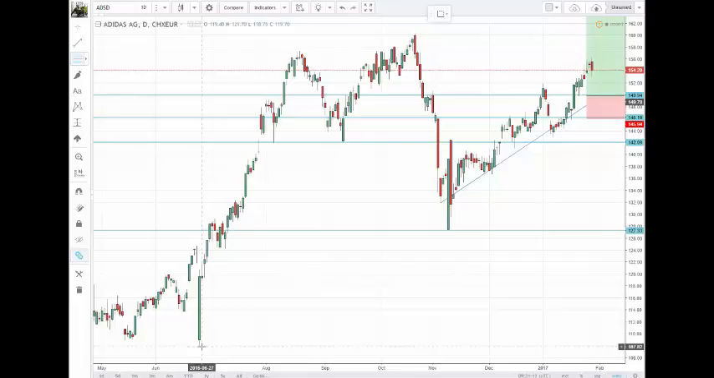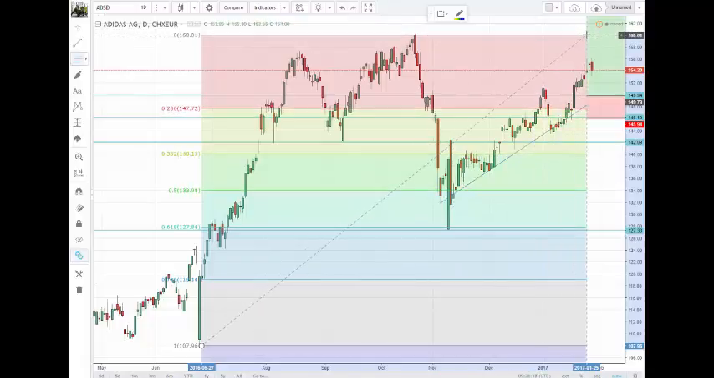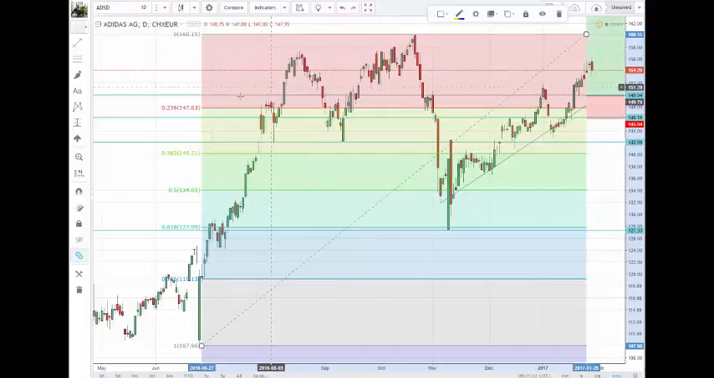This was the low, the extreme low. This was at that time the extreme high. So that connects the Fibonacci. Price moved all the way over here and then started a very huge sell-off to the downside.